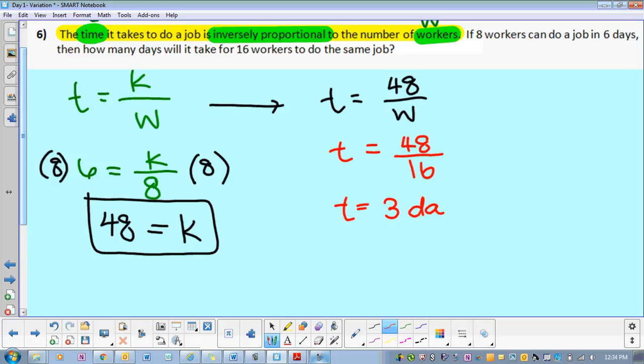And so if you get a word problem like this, please make sure you include the units, okay? Because if you just tell me 3, I don't know, 3 hours, 3 minutes, 3 days. Exactly. So tell me the units, okay? Couldn't you just figure that out from looking at it? Yeah. But you got to apply your variation equations, okay? All right.